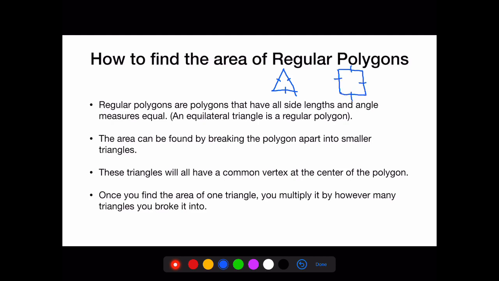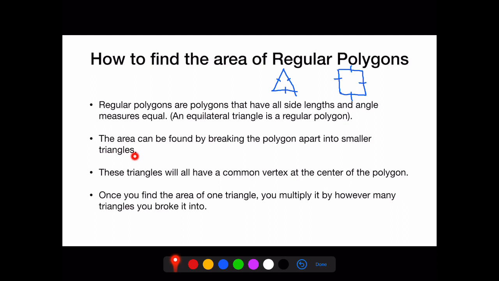Of course, squares are also regular polygons. But now we're going to go into pentagons and so forth, that all are regular. So all these angles will be congruent, and all the side lengths will be congruent inside regular polygons. The area can be found by breaking the polygon apart into smaller triangles. We'll see that on the next slide.